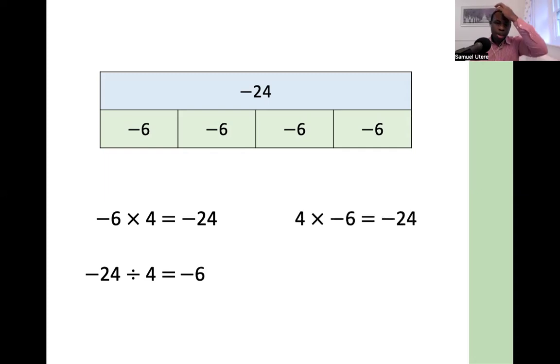You can also rewrite this. Remember, multiplication is commutative. You can rewrite this. Commutative means swapping the numbers does not really affect the result. So 4 times -6 is 24. And you can write the division fact. -24 divided by -6 is equal to 4.